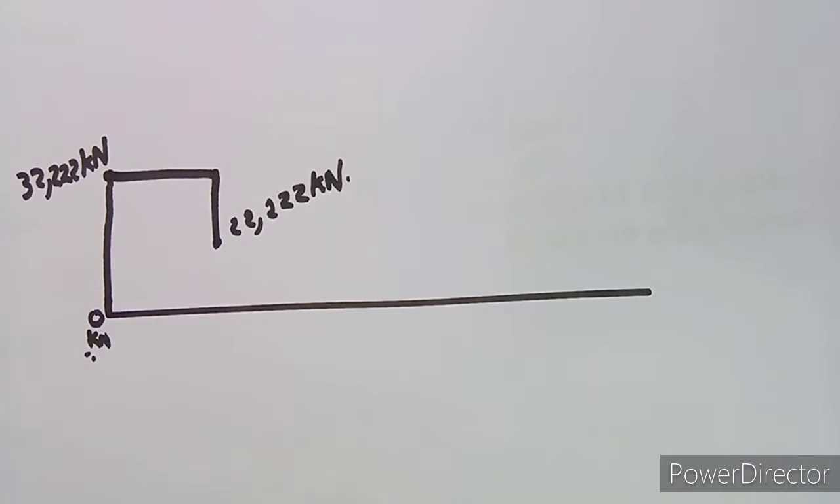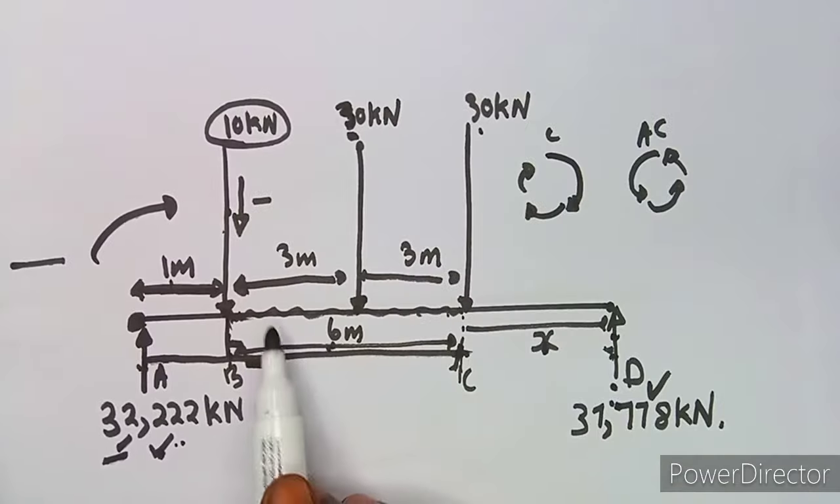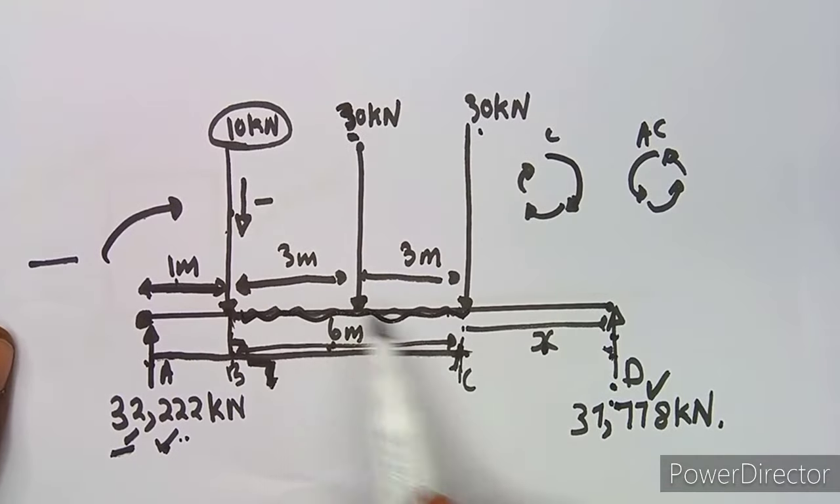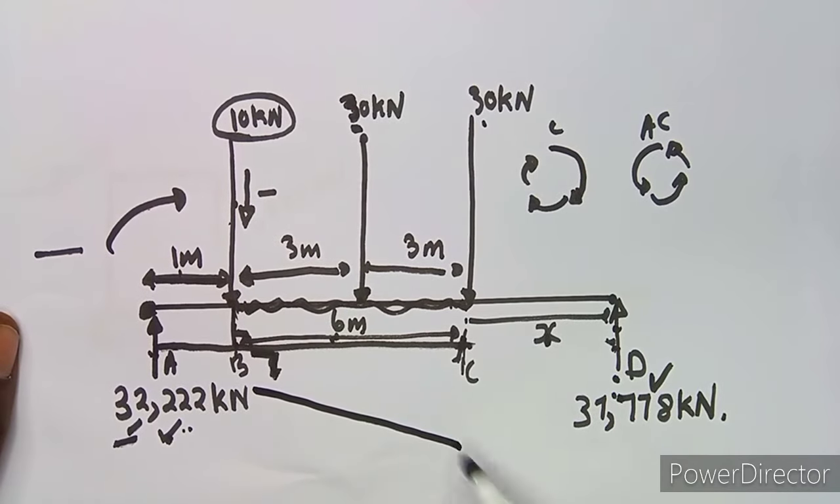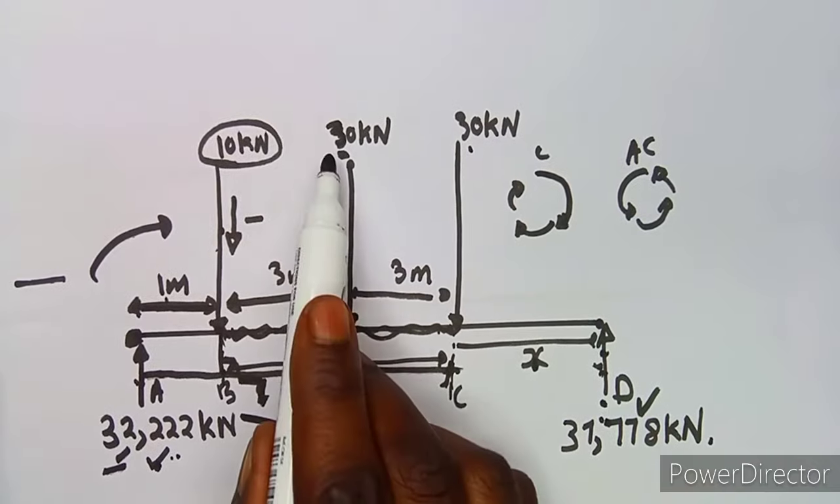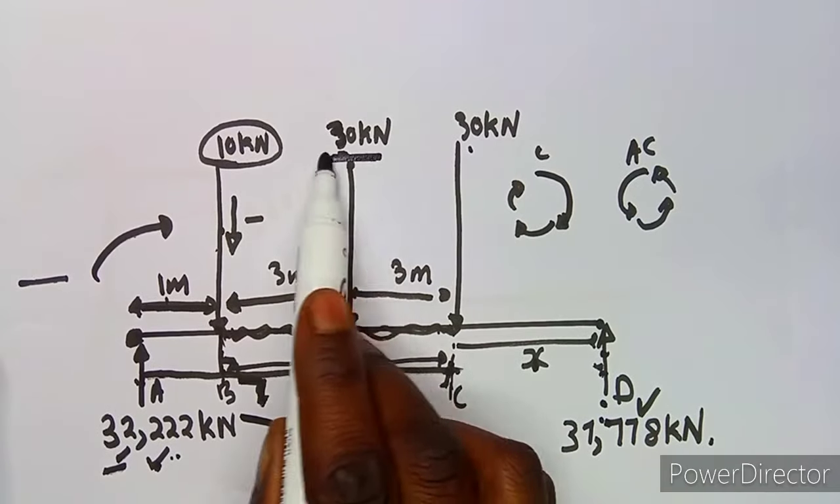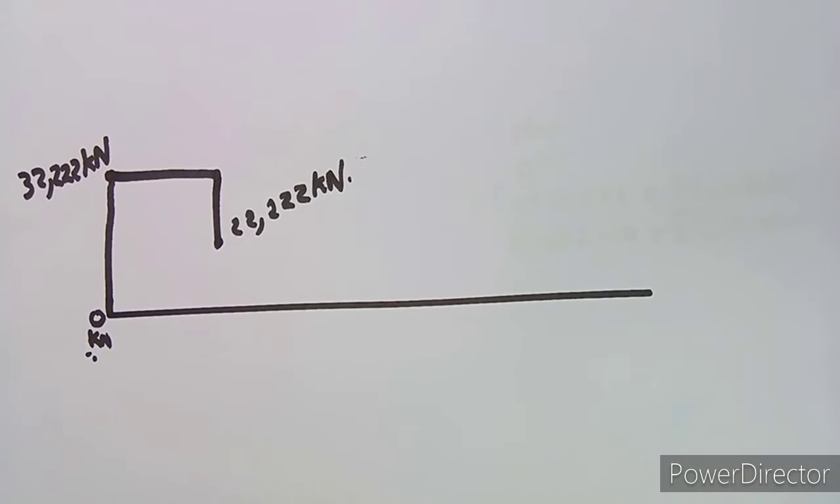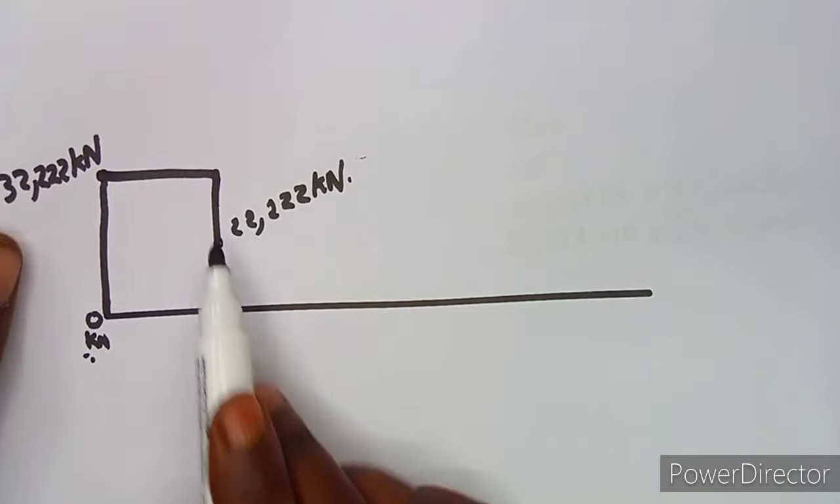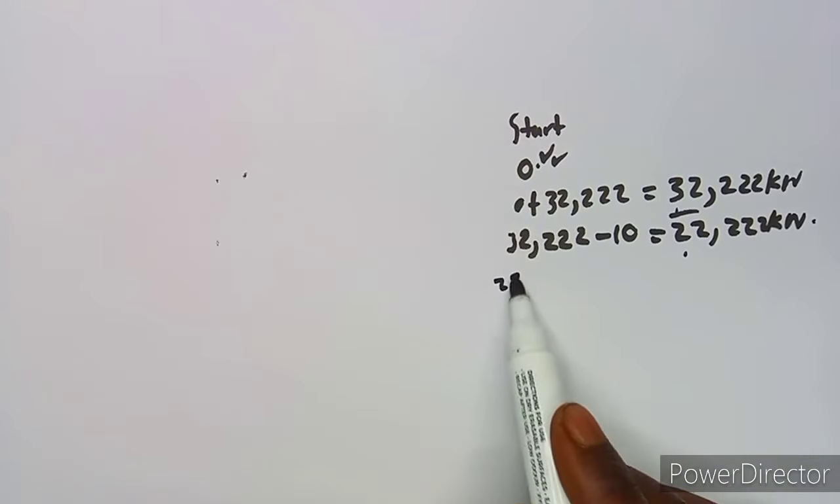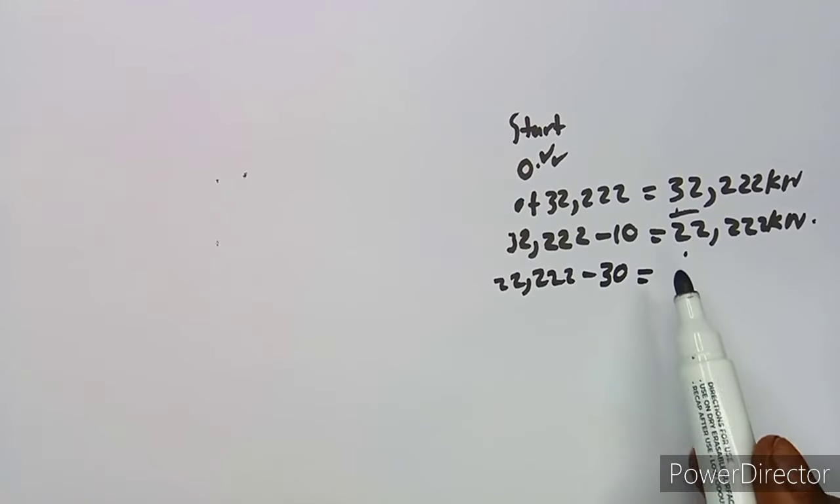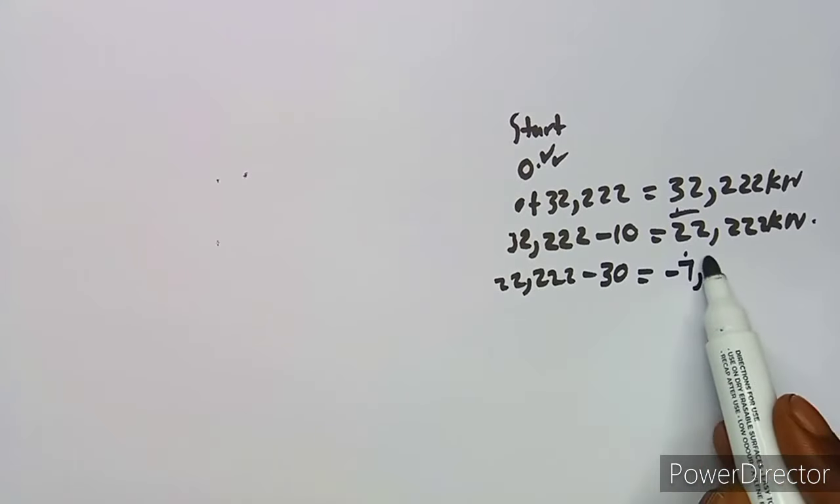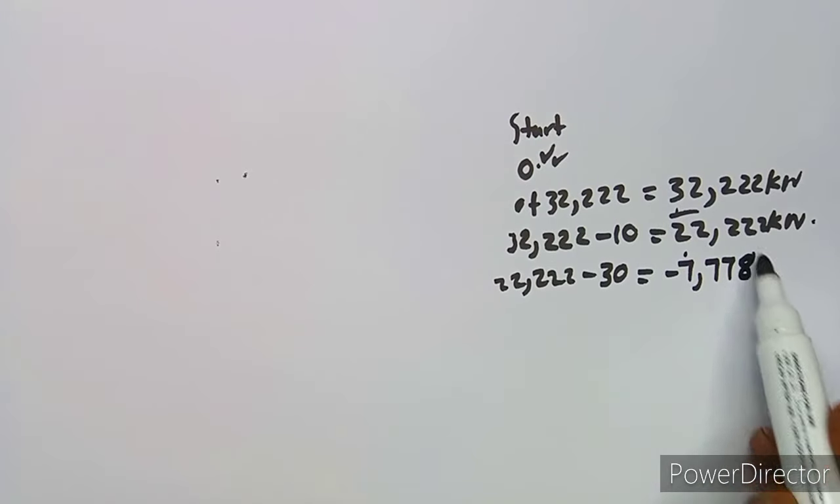All right, then there is a distributed load here between. Take note, a distributed load is always supposed to be a diagonal like that. But on this diagonal, we are going to subtract 30 to meet the point, because it's facing downwards also. So from where we are now at 22,222, you just subtract 30. From your calculator you are going to obtain negative 7,778 when you subtract that.